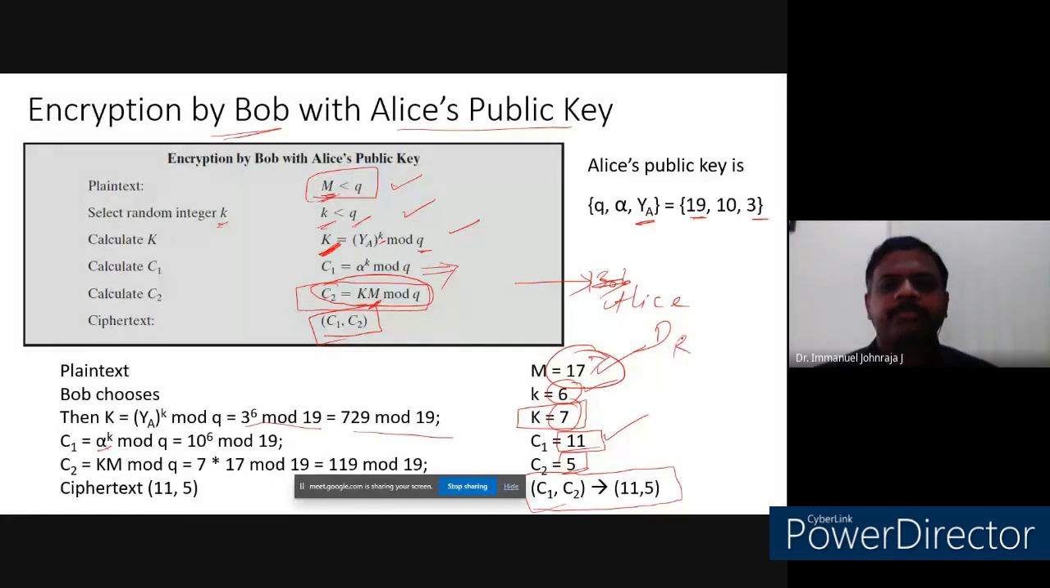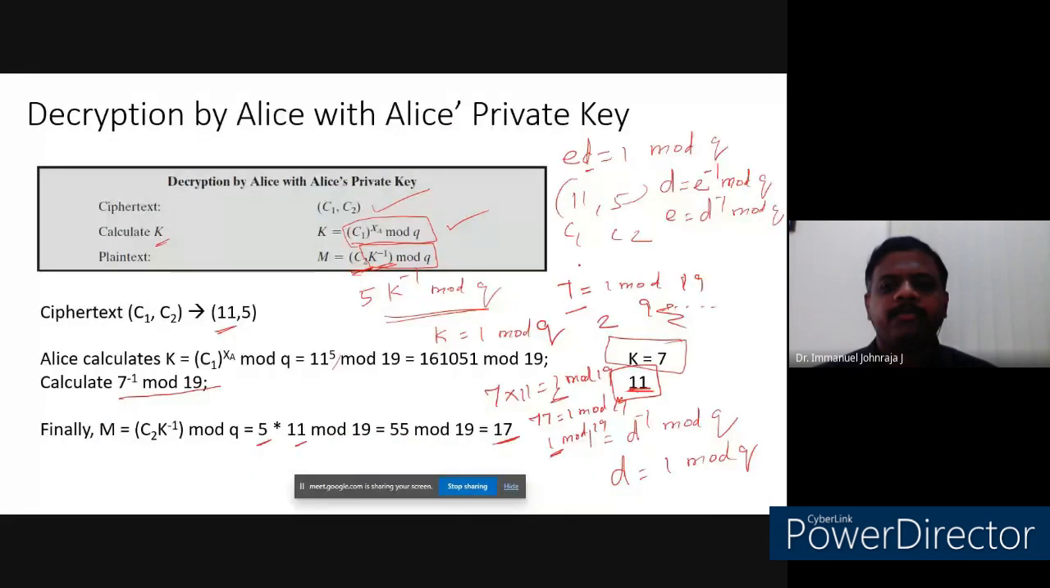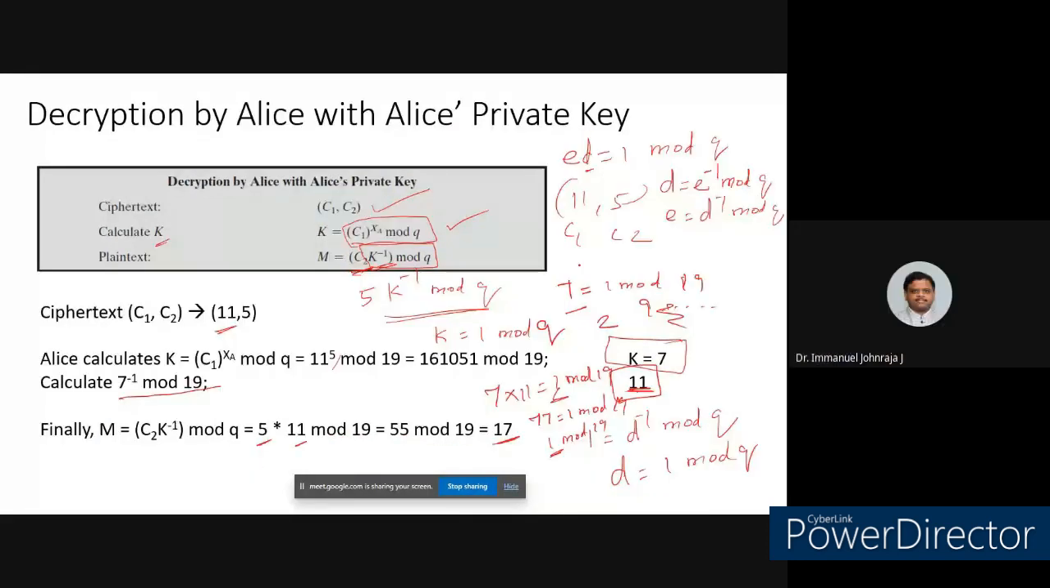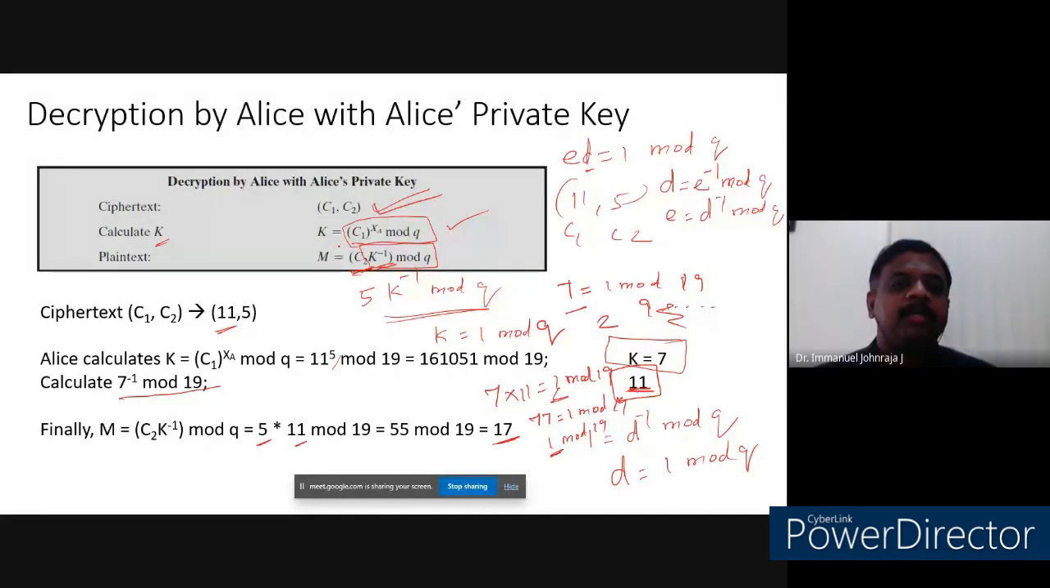Now Alice has to decrypt it using her private key XA. These are the two values which are coming, C1 and C2. Then she calculates the capital K by taking C1 to the power XA mod q, and the original plaintext is obtained by multiplying C2 with the multiplicative inverse of K, mod q. I have just explained how this calculation is done, and then you will be able to retrieve the original message.